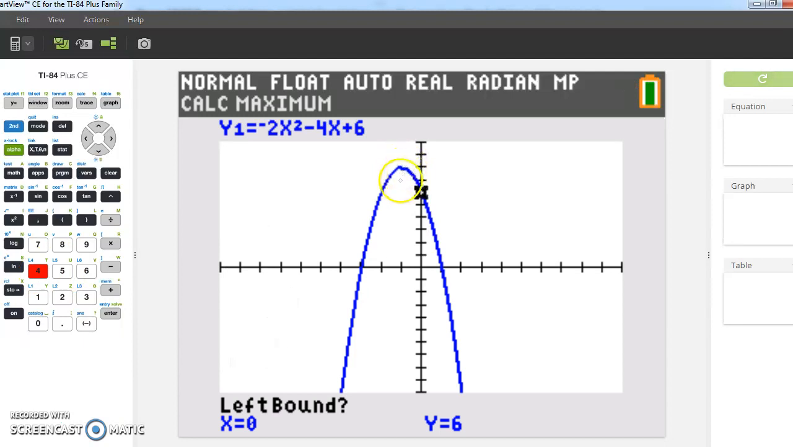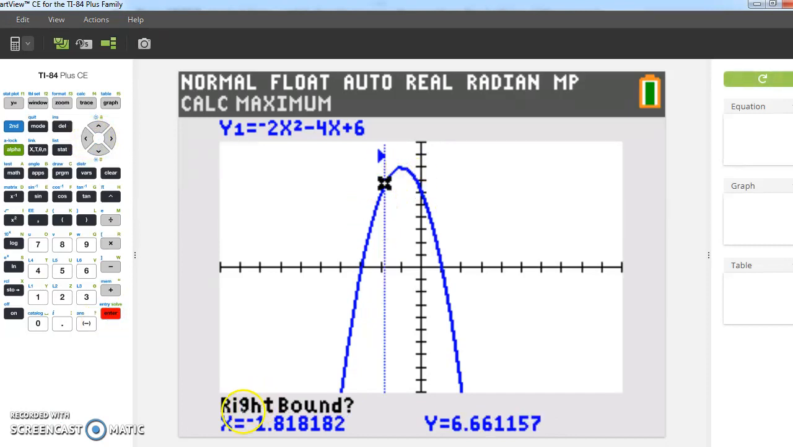Notice, that's a maximum. The question now says, are you left bound? Meaning, are you to the left of this vertex? And that's not left, that's right. So I have to move this cursor to the left, and I'm going to do that by pressing the left arrow several times. All right, now I would say I'm to the left, so I'm going to go ahead and press enter.